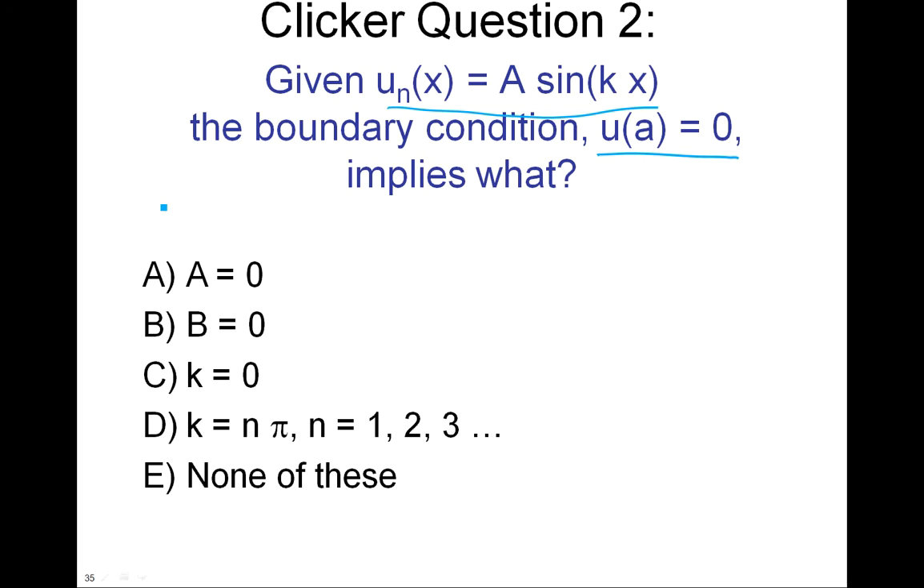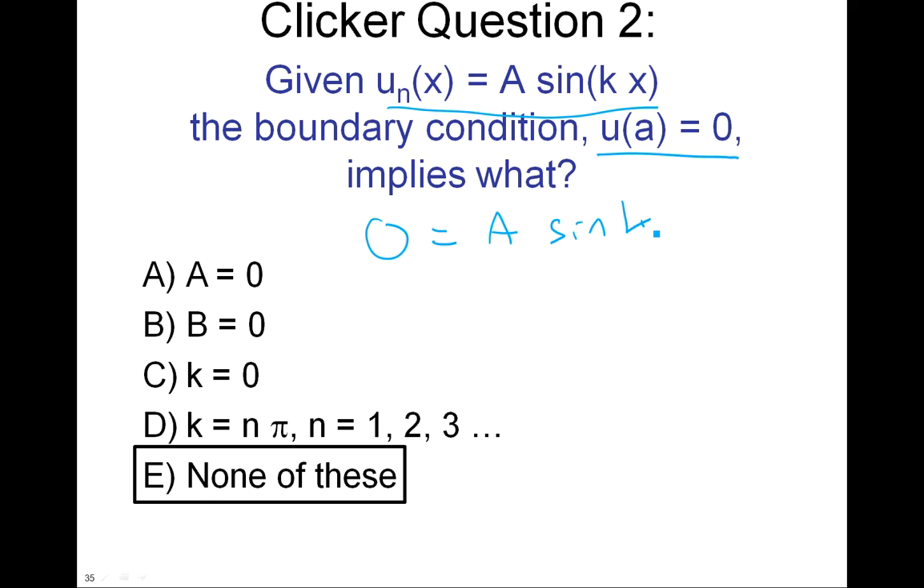Okay, so hopefully for this one, now this one is kind of a dirty trick. You may have picked D, but technically if we look at this, what are we saying now? Well, we want this function to be 0 when sine of ka is equal to 0. Now one way to do that is to make A equal to 0, but then we don't have any kind of a function, so that's not very helpful. Another way to do that is to say that the sine term has to be 0. Well, the sine term will be 0 when k times a equals n times pi.